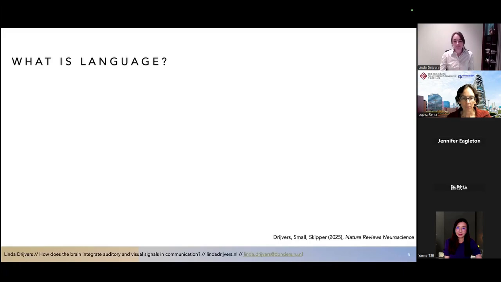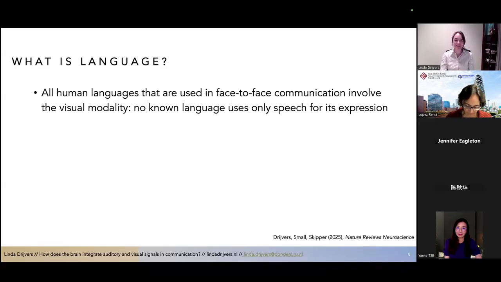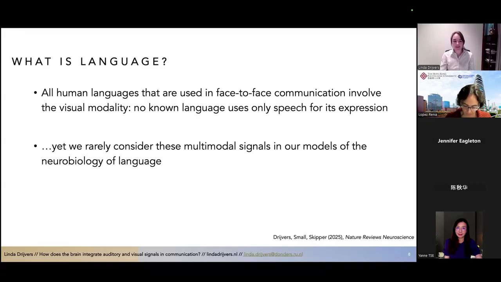Now, before we dive into details, of course, a question you could ask is what we consider language to begin with, right? And I doubt that I will be giving you a definitive answer to this today. But what we do know is, of course, that they all somehow involve the visual modality. So no known language only uses speech for its expression. Yet we rarely consider these multimodal signals in our models of the neurobiology of language. And I think they definitely need to be considered because it will change our perspective on how language is processed in the brain.